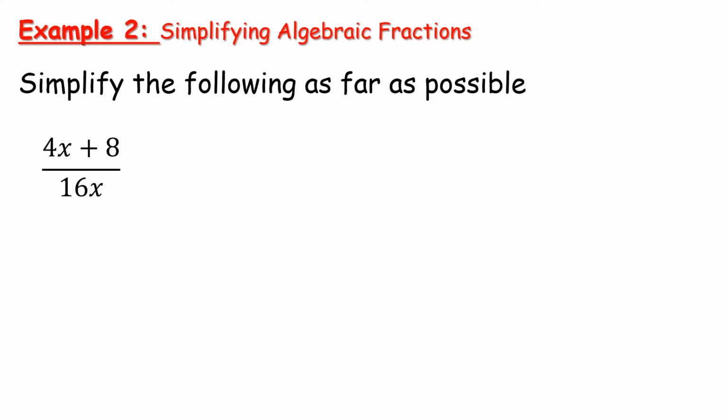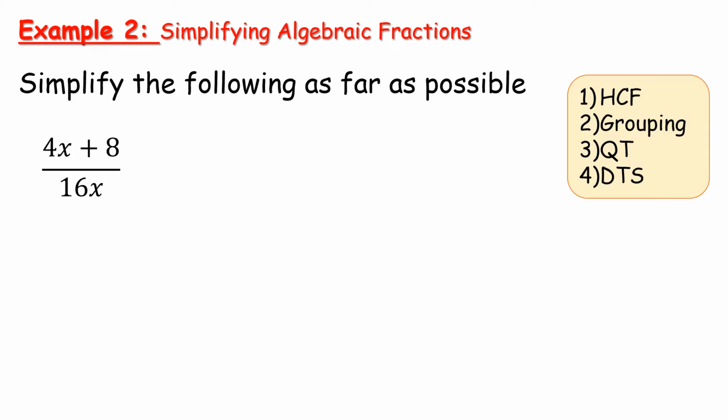So let's take a look here. What if we have a more complex algebra fraction? I have 4x plus 8 all over 16x. This is not as straightforward, so we're going to have to figure out how we can factorize the top line. So to help us, I've given us our 4 types of factorization. We have highest common factor, grouping, quadratic trinomial, and difference of two squares. These techniques are only used when we have 2 or more terms.